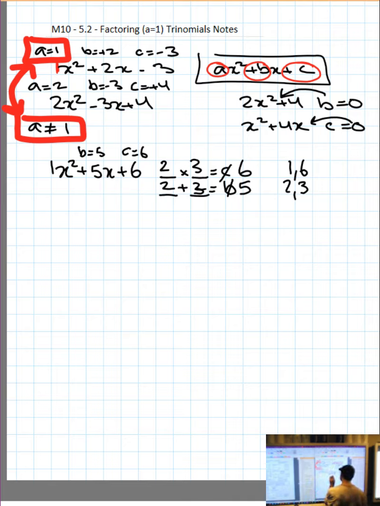And I'm going to take the numbers that I just figured out, 2 and 3, and I'm going to separate the middle number into plus 2x plus 3x. And I ask you questions like, how do you feel about that? Well, we just changed a 5x to a 2x plus 3x. We haven't changed the value at all. That's allowed. And we can carry everything else down.